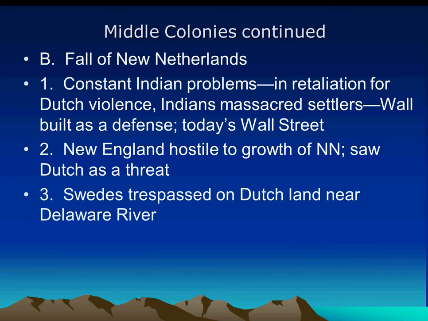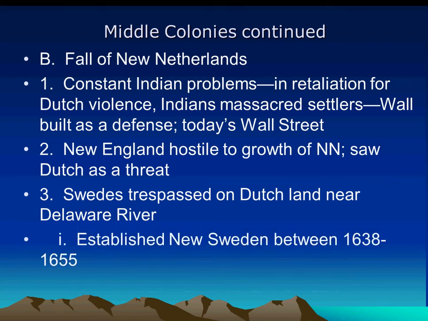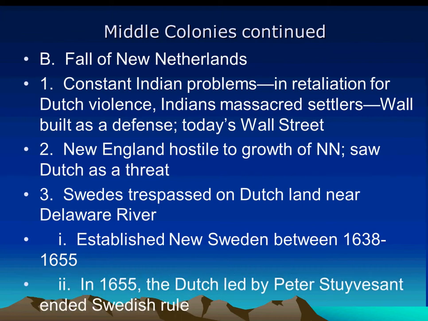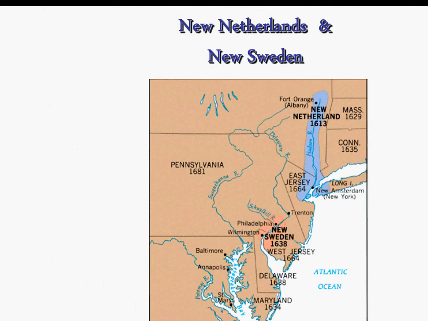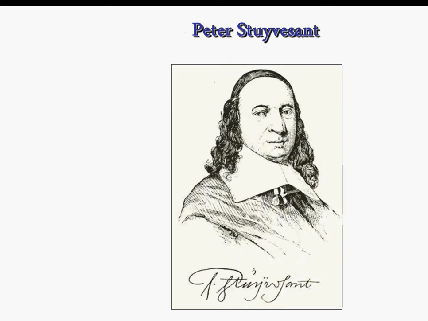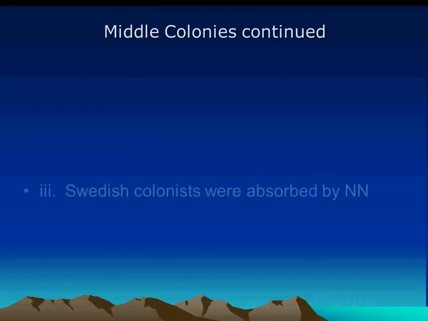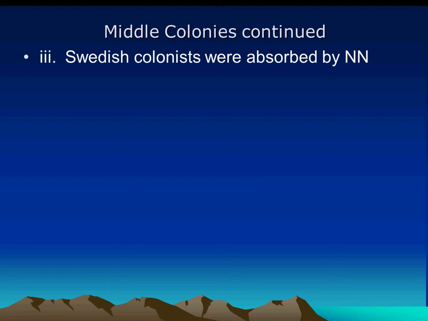They see the Dutch as a threat to them. And meanwhile, the Swedes trespass on the Dutch land in the Delaware area. They set up a colony, and this will last for a few years, from 1638 to 1655. Peter Stuyvesant ends the Swedish rule. He just marches down and tells them to get out, and no shots are fired. The Swedish colony is absorbed by New Netherlands.